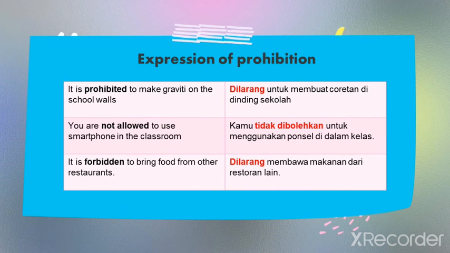The next example is expression of prohibition. It is prohibited to make graffiti on the school walls. Yang artinya, dilarang untuk membuat coretan di dinding sekolah. Next, you are not allowed to use smartphone in the classroom. Kamu tidak diperbolehkan untuk menggunakan smartphone atau ponsel di dalam kelas.